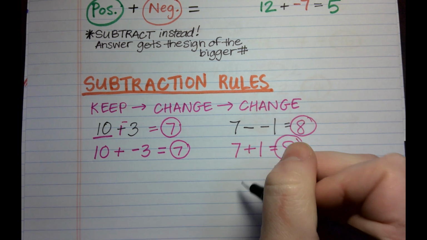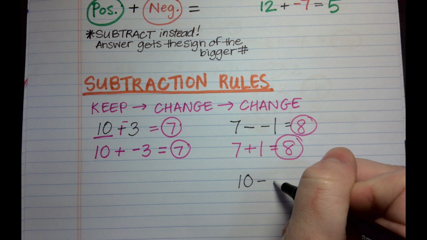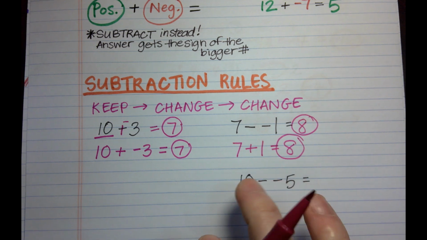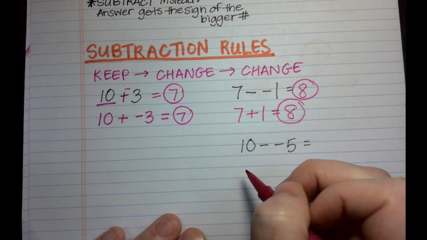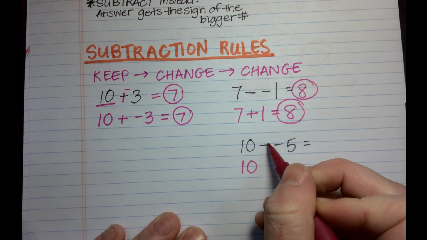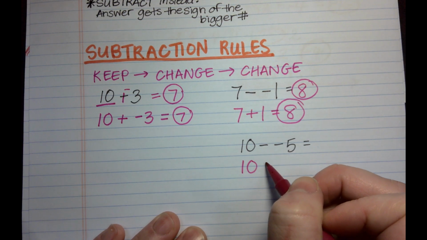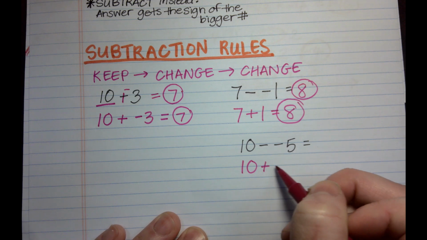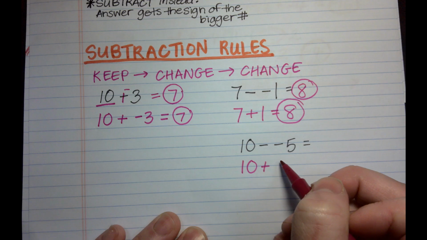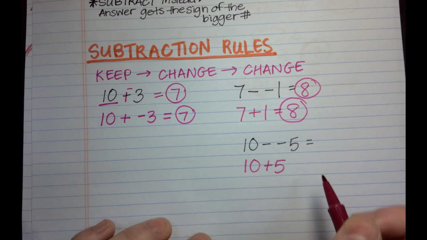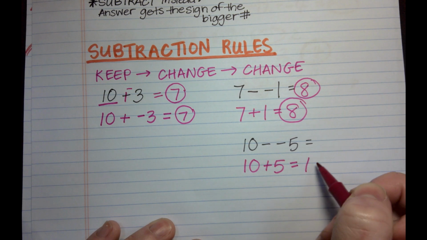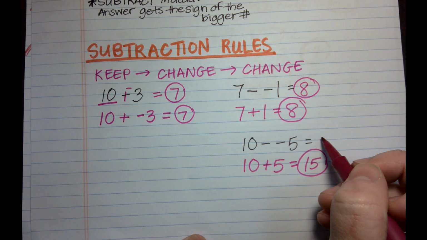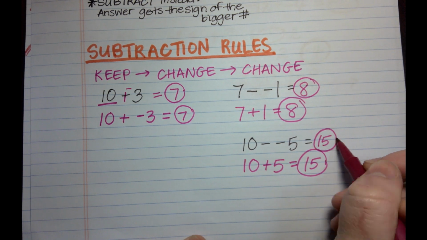What about 10 minus negative 5? If we do the keep, change, we'll have 10, change the minus to what? Plus. Change the minus to plus. We don't have to necessarily write positive 5. 10 plus 5 is 15. So 10 minus negative 5 is 15. These are the same.